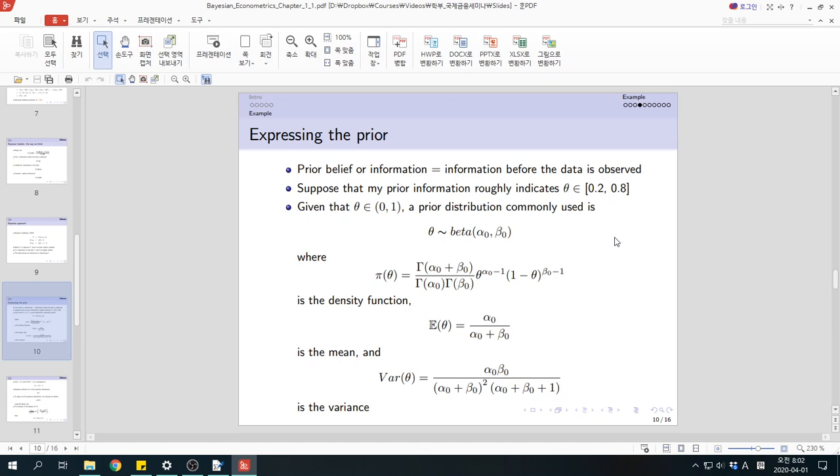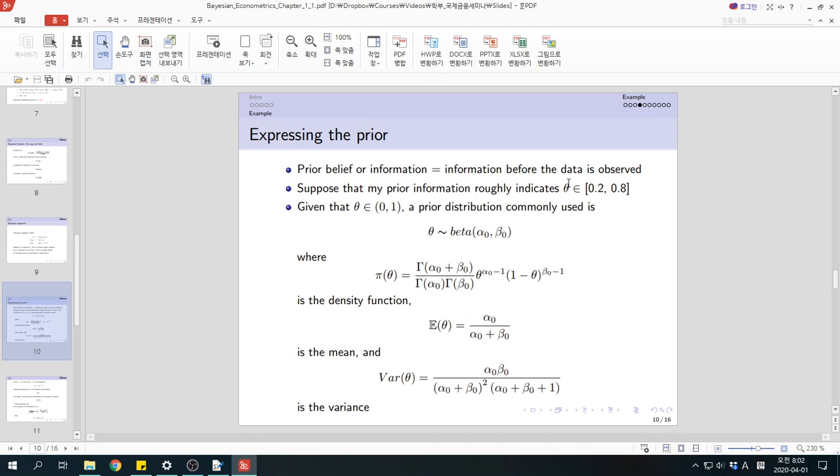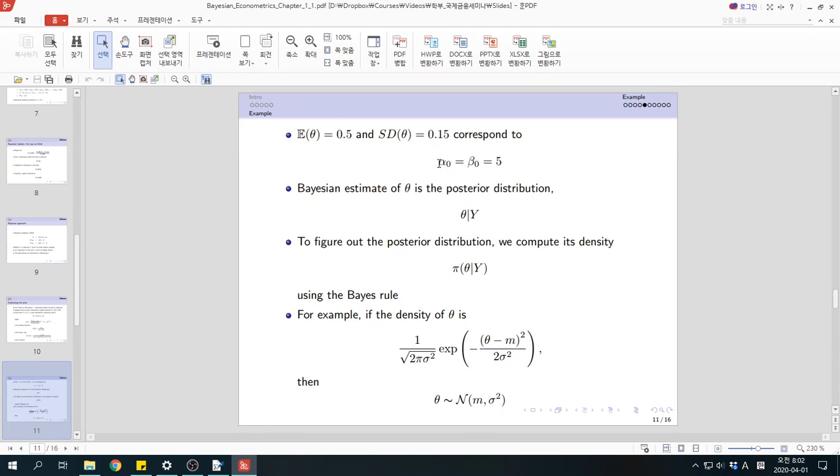The mean is 0.5 and the 2 standard deviation is 0.3. A mean of 0.5 and a standard deviation of 0.15 correspond to alpha 0 and beta 0 both being 5, right? So if alpha 0 and beta 0 are both 5, the mean is 0.5 and the standard deviation is 0.15. That means 2 standard deviations is 0.3. So the 90% credibility interval is 0.2 to 0.8, right? So this alpha 0 and beta 0 correspond to our prior belief. Okay.